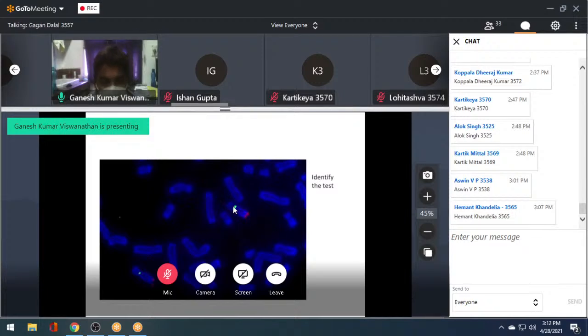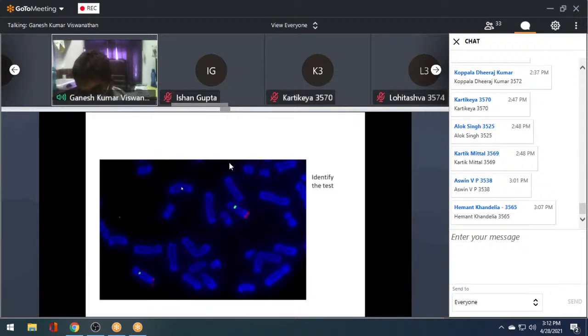Is this immunofluorescence? Gagan, you are not audible. Be a bit louder. Sir, immunofluorescence? No, it's not immunofluorescence. Sir, is it fluorescence in situ hybridization? Yeah, that's correct. So this is the FISH test. FISH. Fluorescence in situ hybridization. So what is FISH?